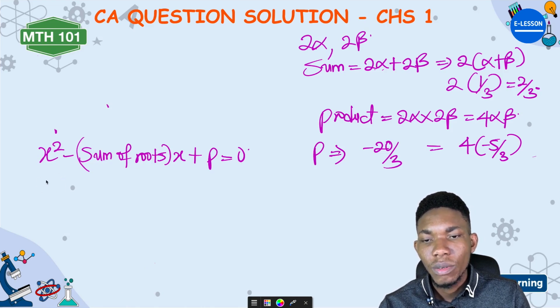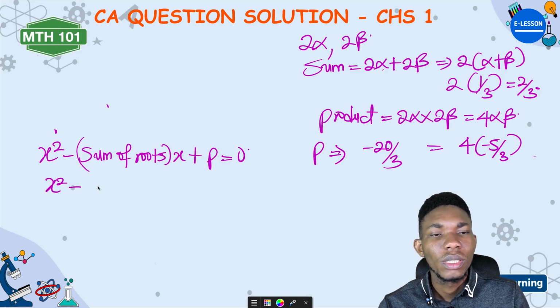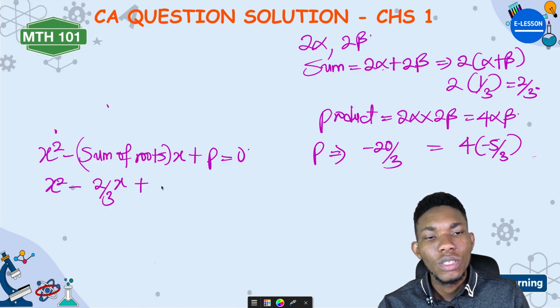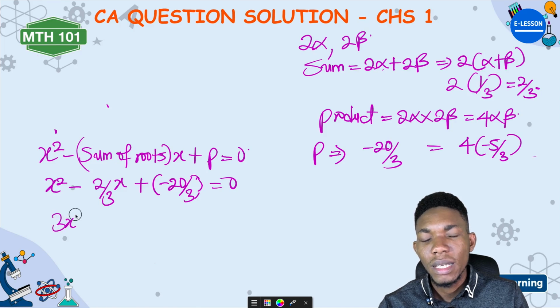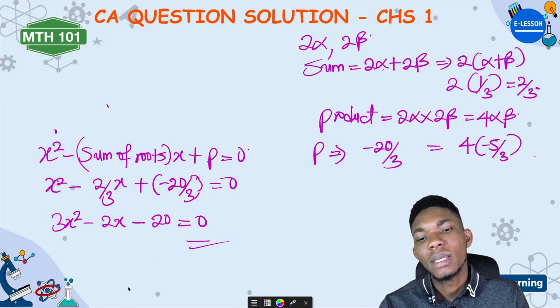So the equation now for this particular one will be x squared minus the sum of roots, which is 2 over 3, x plus the product, of course, which is minus 20 over 3. Are you getting it? Everything here is equal to 0. So multiply through by 3. This is 3x squared minus 2x minus 20 equals 0.